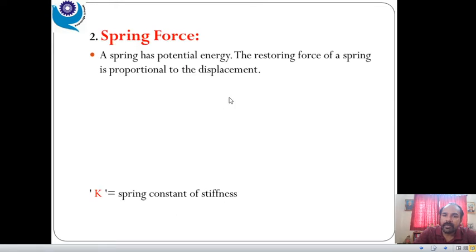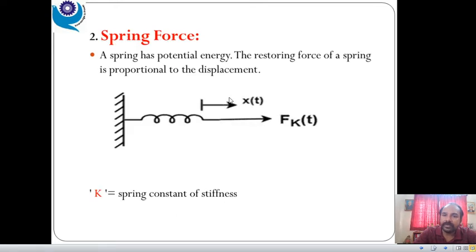And the next point, spring force, right? A spring has potential energy. The restoring force of a spring is proportional to the displacement. So it stores potential energy. It never stores the kinetic energy. So when we apply a force in this direction, there is a displacement of the spring that is given by x of t, isn't it? And k is the spring constant, or stiffness.